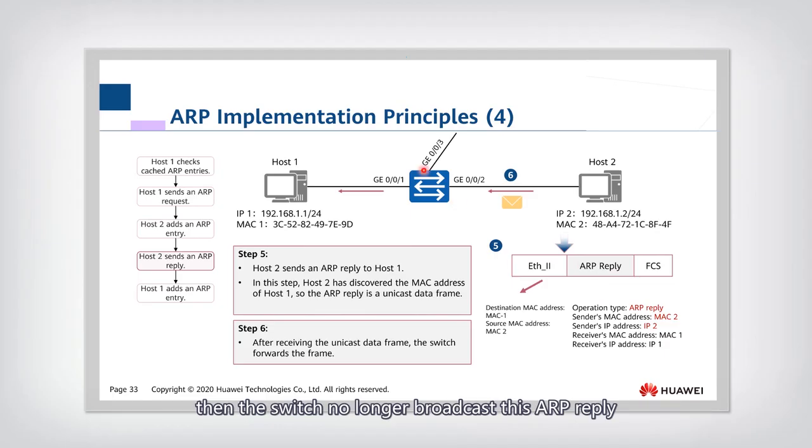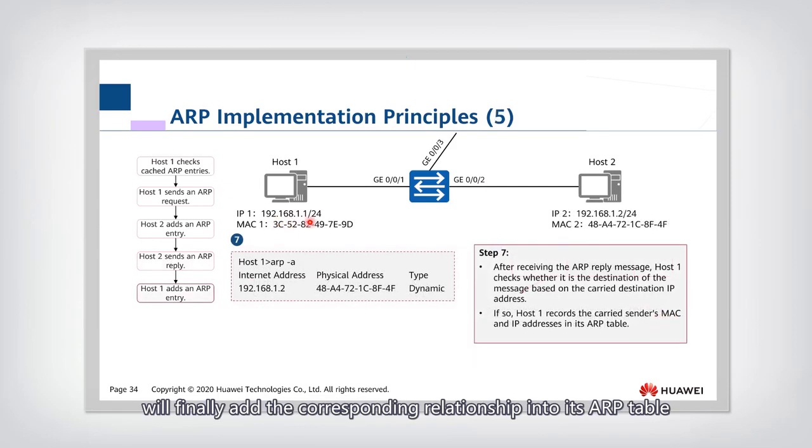Then the switch no longer broadcasts this ARP reply because the switch already knows that for this IP, the corresponding MAC address is here. So it can simply forward this message to host 1. And then host 1, after receiving the message, will finally add the corresponding relationship into its ARP table, so that whenever he wants to transmit a packet to this IP address, he can add the corresponding MAC address into the header.